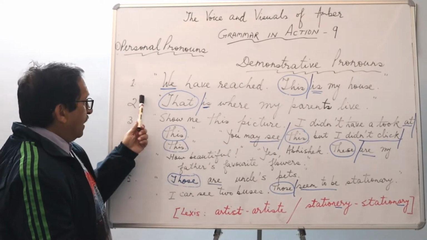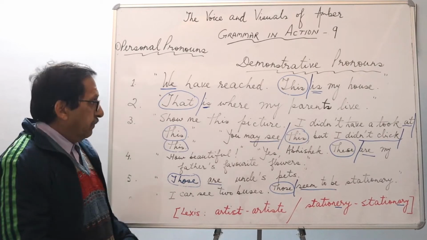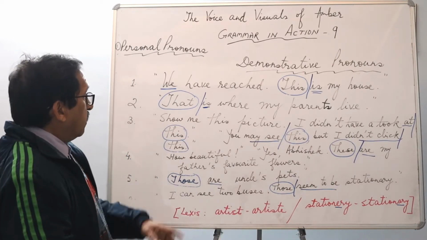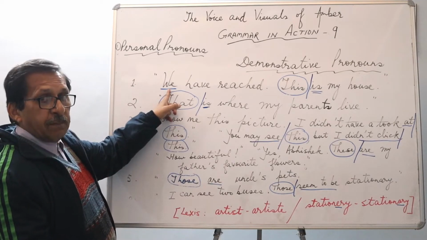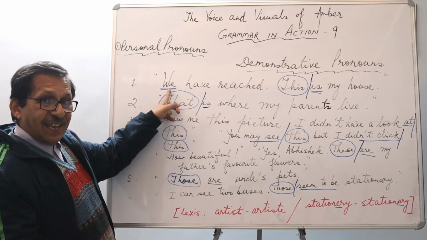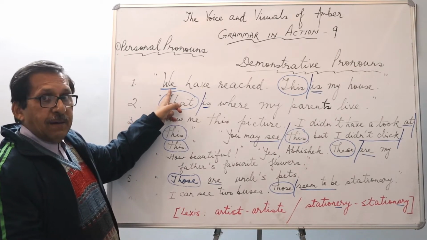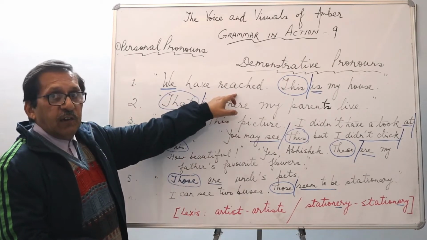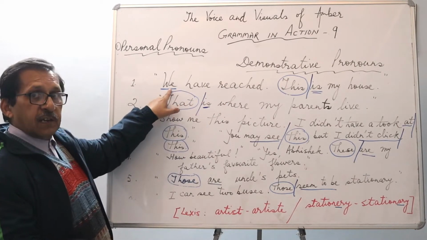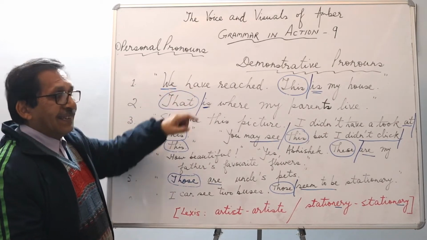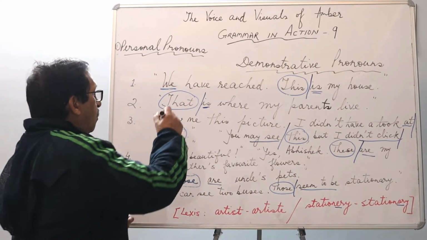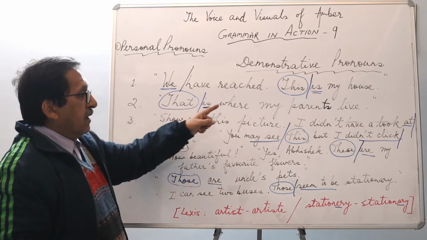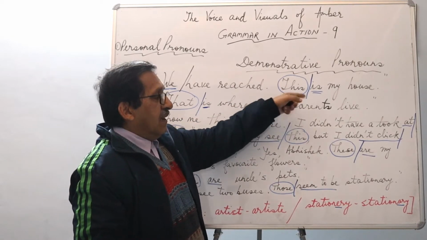So let's begin with example or sentence number 1. We have reached. This is my house. So we over here comes in place of the communicators' names. So we, it could be the Banerjees, it could be the Sinhas, it could be the Khans. So we have reached. So we is the personal pronoun acting as the subject of the sentence. We have reached. So who have reached? We. And the second sentence, this is my house.